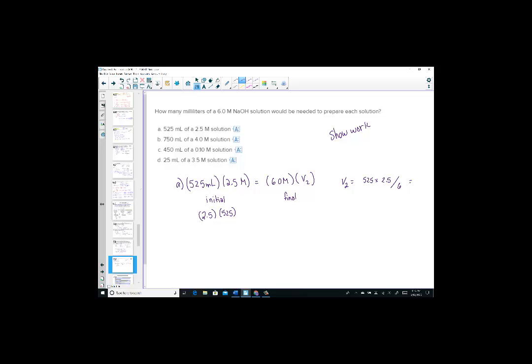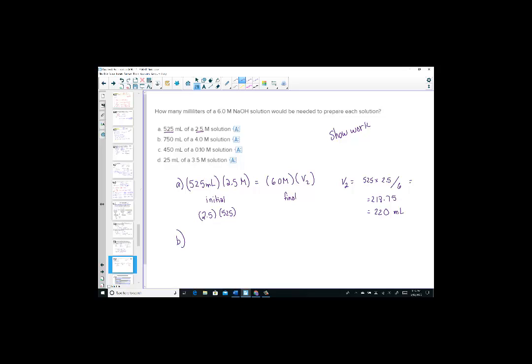525 times 2.5 divided by 6, and my screen reads 218.75. Let's think about sig figs. We're given 3 in the volume, but only 2 in the molarity. So I'm going to say that's 220 mL for sig figs, and I will not put a decimal, so that remains as 2 sig figs.